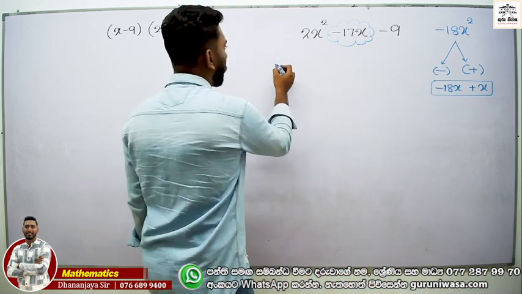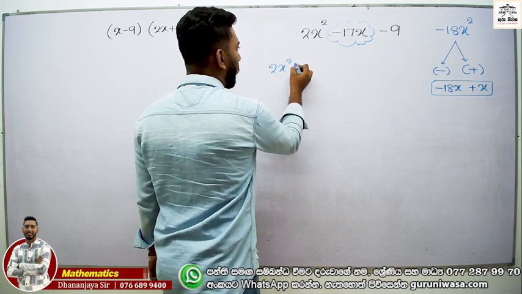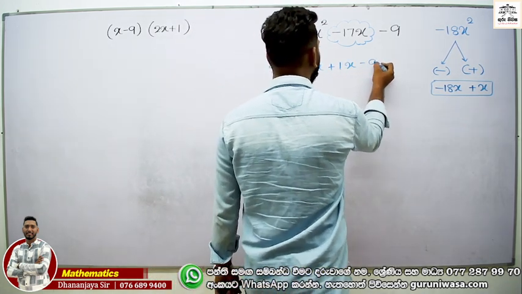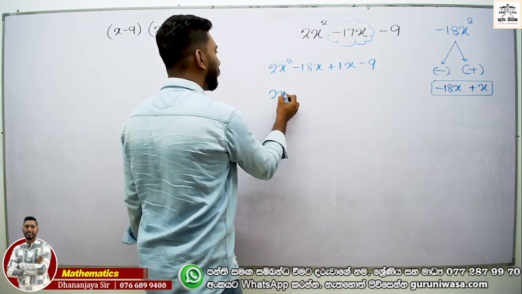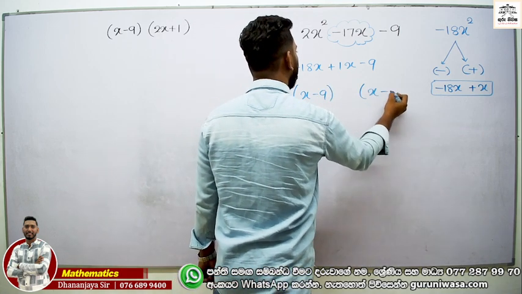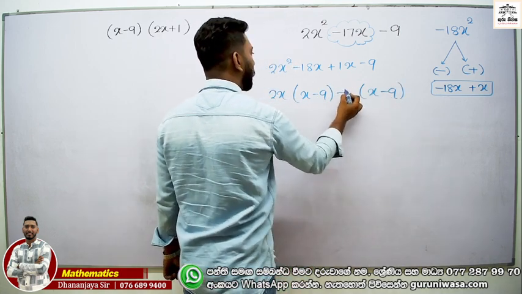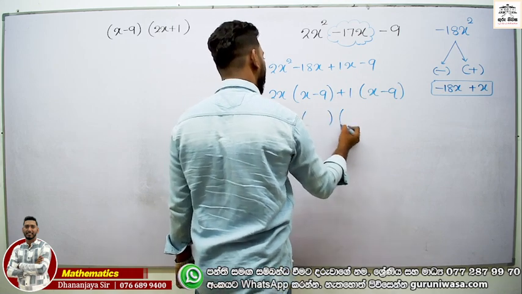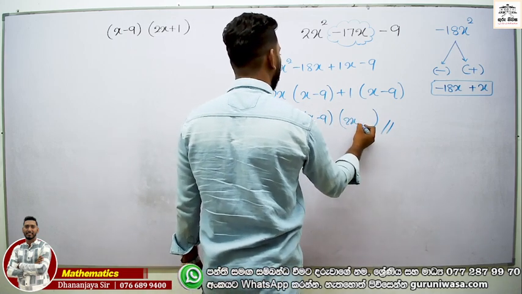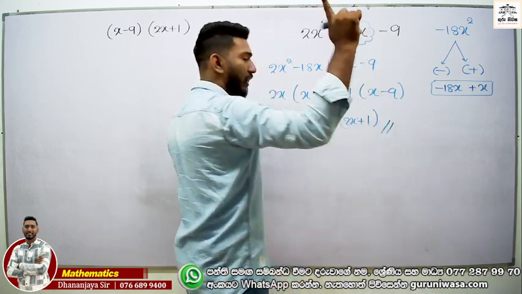Right? Now look at this. 2x squared minus 18x plus 1x minus 9. Now 2x is a common term, and x minus 9 and x minus 9 and x is there, therefore plus 1 put in the middle of the two terms. Now x minus 9, 2x plus 1. Yeah, your answer is correct.